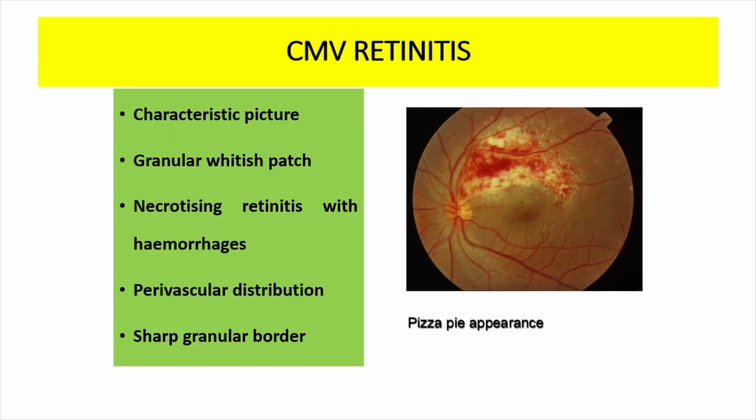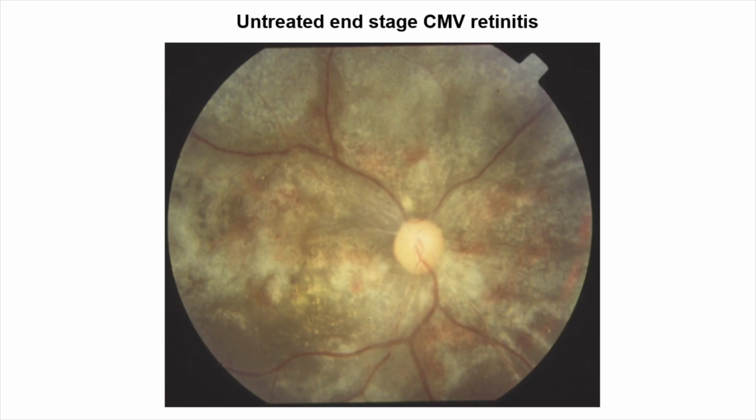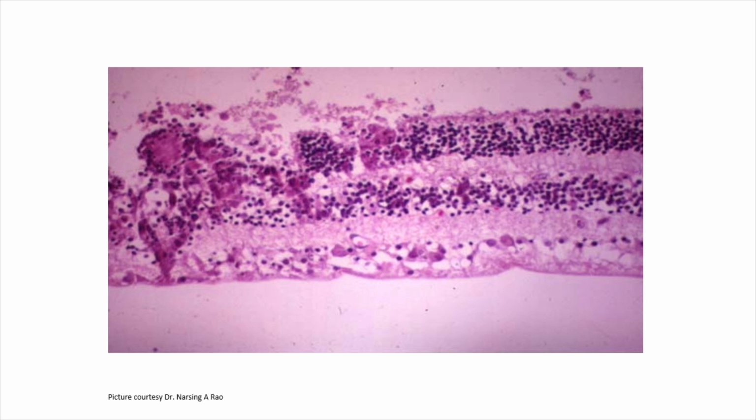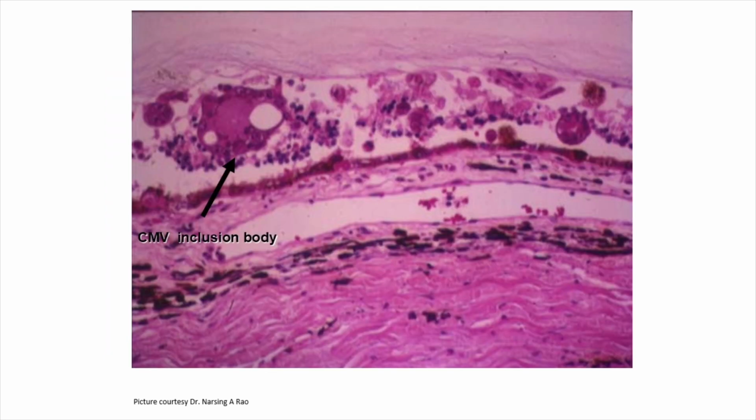CMV retinitis has a characteristic picture with a granular whitish patch, necrotizing retinitis with hemorrhages, perivascular distribution, and sharp granular border, often giving rise to the pizza pie appearance. Untreated end-stage CMV retinitis showed extensive retinal thinning with gliosis, sclerosed vessels, and optic atrophy. Here are autopsy eyes of CMV retinitis, and you can see full thickness retinal necrosis with sharp demarcation between the non-necrotic and necrotic retina.